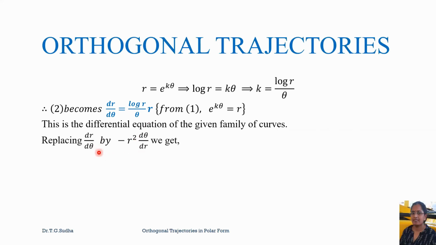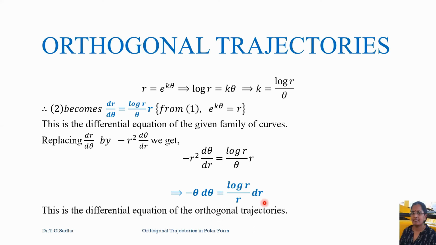Now let us replace dr by d theta by minus r square into d theta by dr. So we get minus r square d theta by dr is equal to log r by theta into r. Let us simplify to get minus theta d theta is equal to log r by r into dr. And this is the differential equation of the orthogonal trajectories.